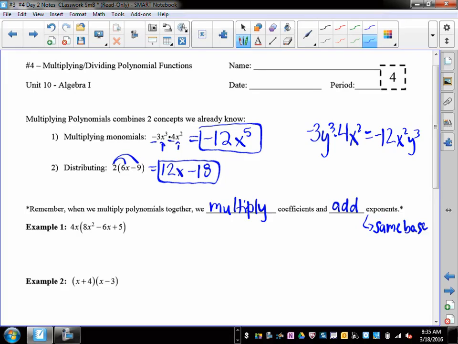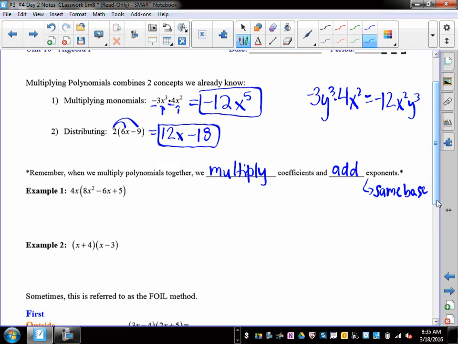Okay. So our first example. Let's go ahead and distribute this all out. So I have 4x times 8x squared. What would that give? 4 times 8 is 32. And x is what? 2. Thank you. Alright, then I distribute it to my next piece. And Kathy, I'm going to ask you for help on this one. So 4x times negative 6x. What would that give?